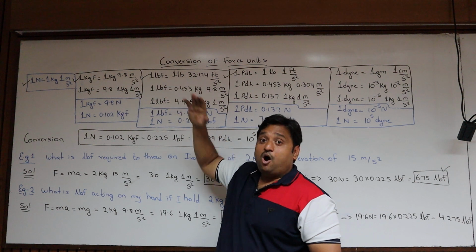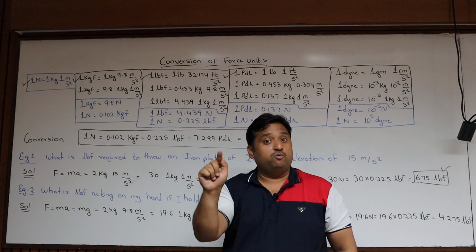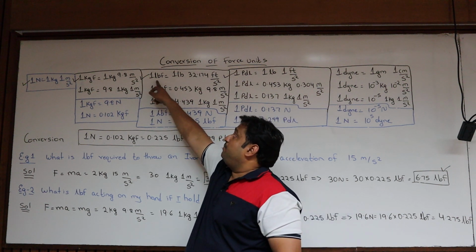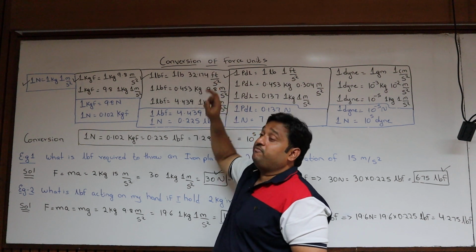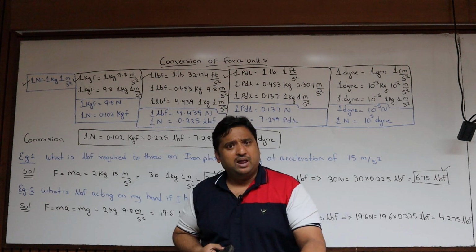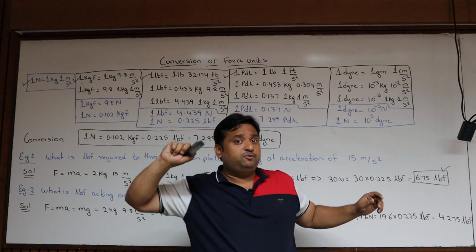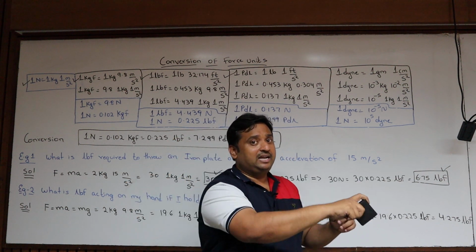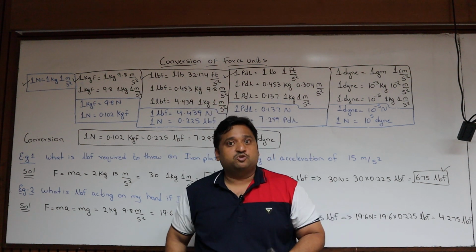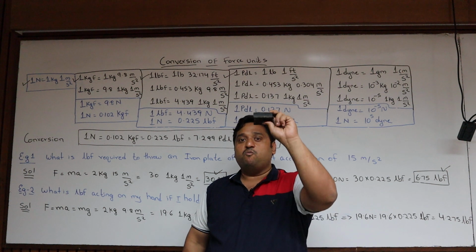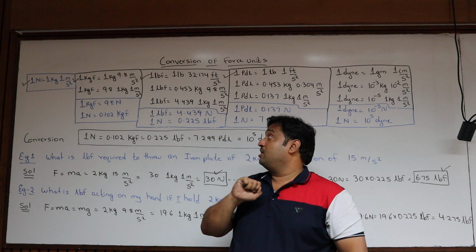Let us see how the pound force, lbf, is defined. 1 pound force is equal to 1 lb into 32.174 feet per second square. This is how people have defined it. That means if I have 1 lb mass with me, I have to throw this 1 lb mass at an acceleration of 32.174 feet per second square. That means I have applied 1 lb force. Let us convert this lb force to Newton now.